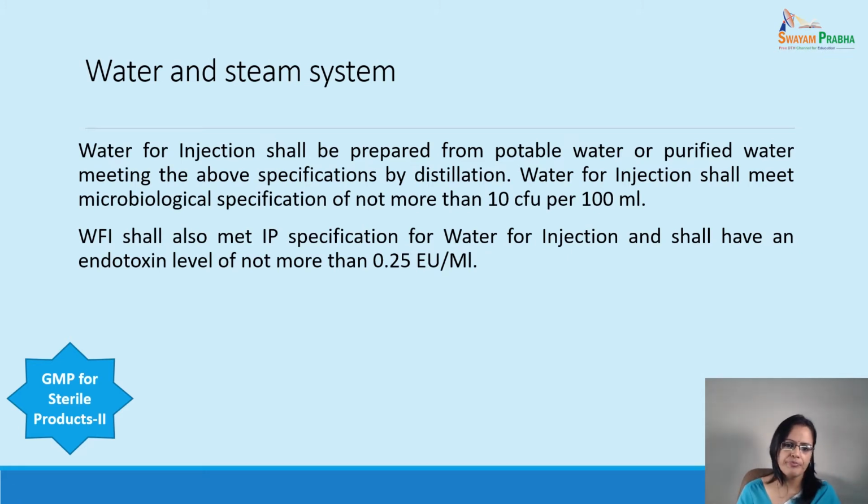Water for injection shall be prepared from the potable water or purified water meeting the above specifications by distillation. Second, water for injection shall meet the microbiological specifications of not more than 10 CFU per 100 ml. It shall also meet the IP specifications for water for injection and shall have an endotoxin level of not more than 0.25 EU per ml.